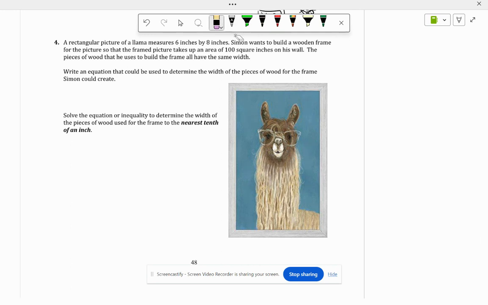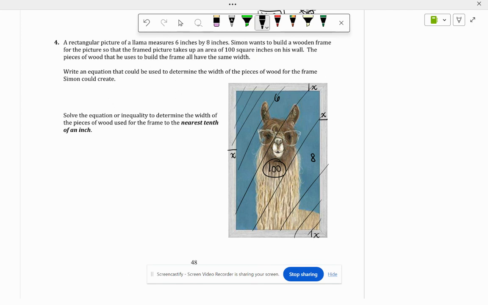Oh, these dimensions are a little misleading here. It looks like the picture itself has dimensions of 6 and 8. The whole picture frame, though, like this whole thing, has an area of 100. The pieces of wood that he uses to build the frame all have the same width. It is an unknown width, but they all have the same width. They're all some unknown identical width.